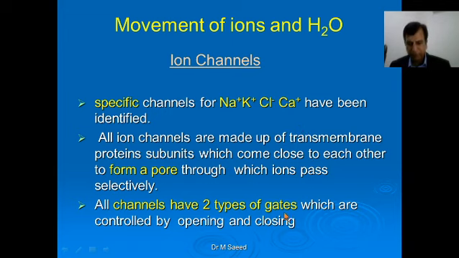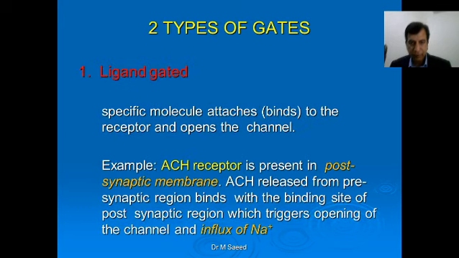All channels have gates, which are controlled by opening and closing. Definitely, for the movement of these ions, there must be a switch. These gates are of two types: number one, ligand gated, and number two, voltage gated. Ligand gated: a specific molecule attaches to the receptor and opens the channel. An example is acetylcholine. The receptor is present in the postsynaptic membrane.